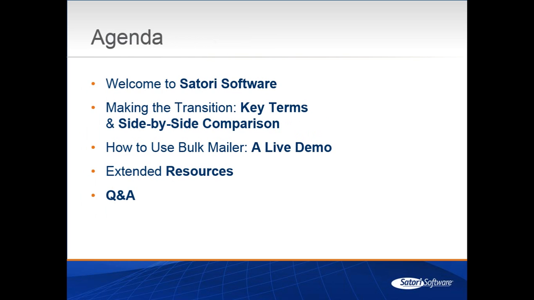Let's take a quick look at today's schedule. Our goal here is to really focus in on key terminology, a side-by-side comparison, and how to use bulk mailer to meet full service requirements. Again, full service will be a requirement for automation mailings beginning January 26th.